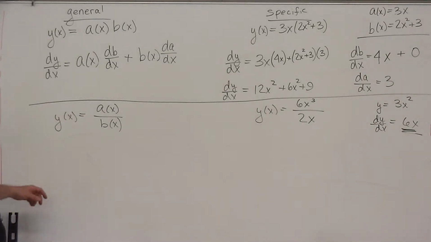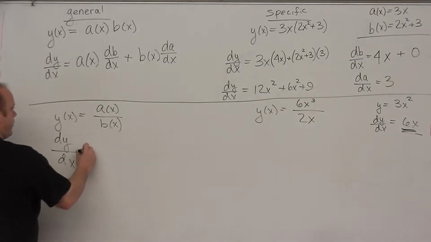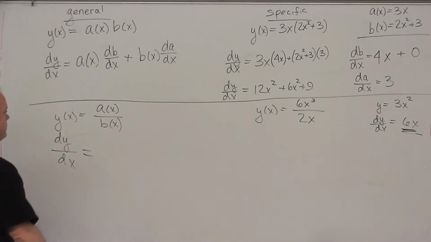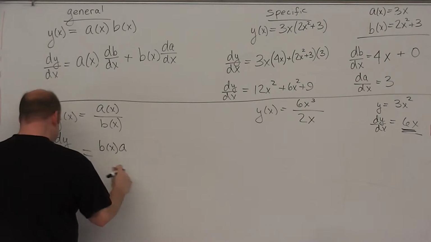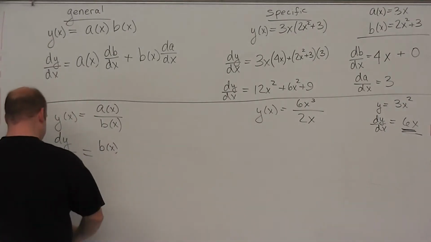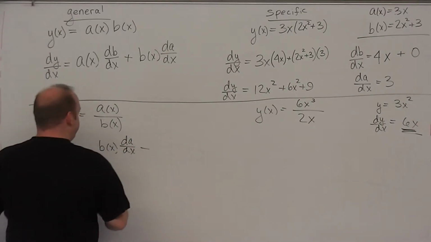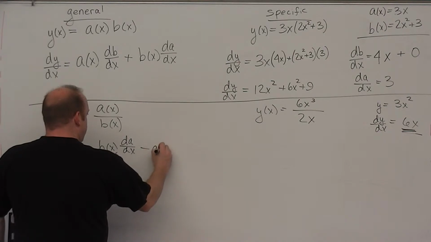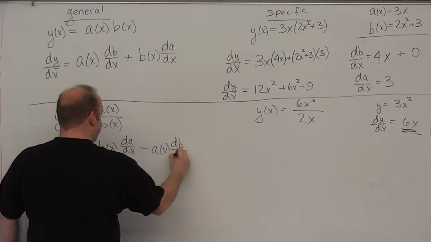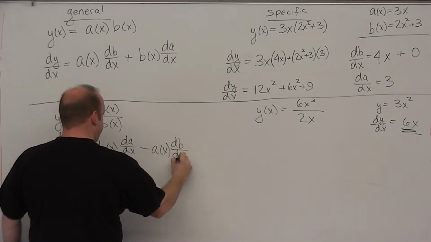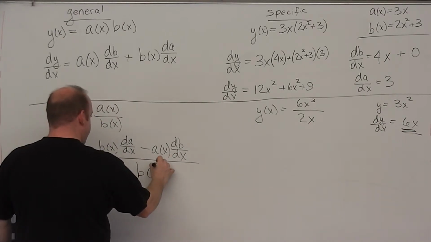My derivative here, the general form of the derivative, dy dx, will equal b of x times dA dx minus a of x times dB dx, all over b of x squared.